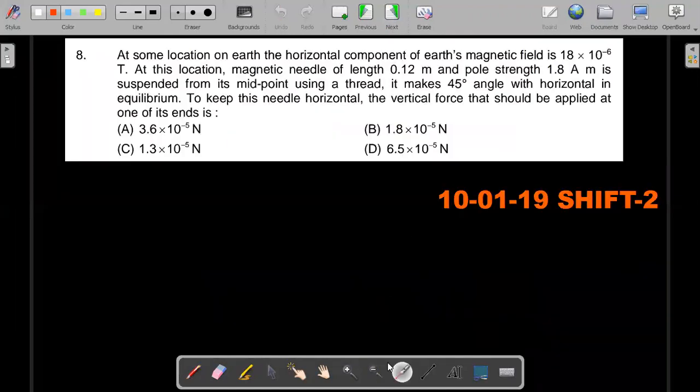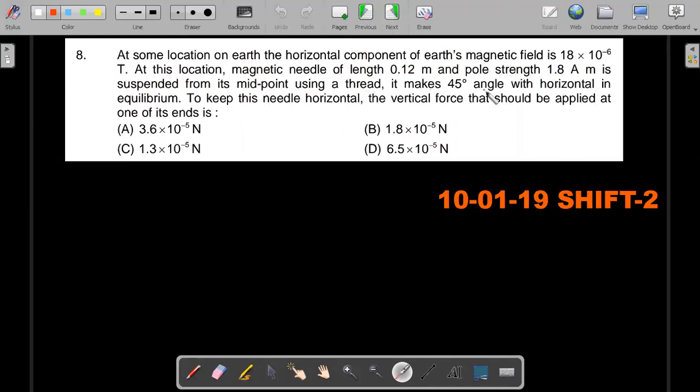Next one. At some location on Earth, the horizontal component of Earth's magnetic field is 18 into 10 power minus 6 Tesla. At this location, the magnetic needle of length 0.12 meter and pole strength of 1.8 ampere meter is suspended from its midpoint using a thread.